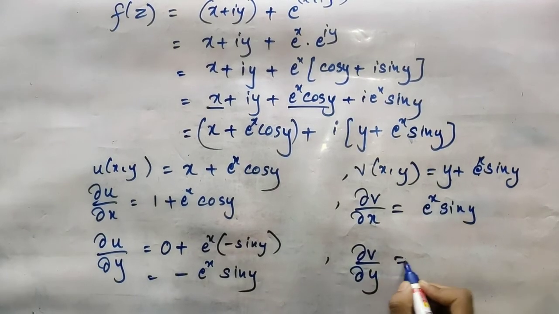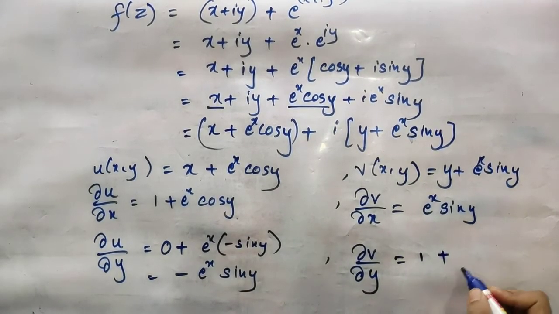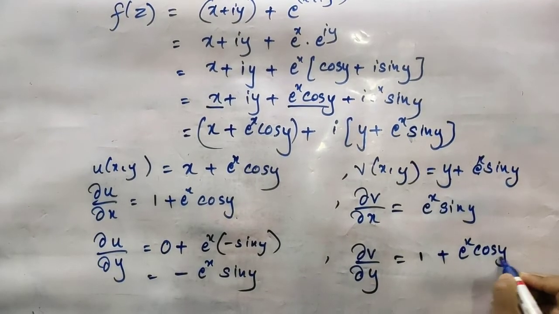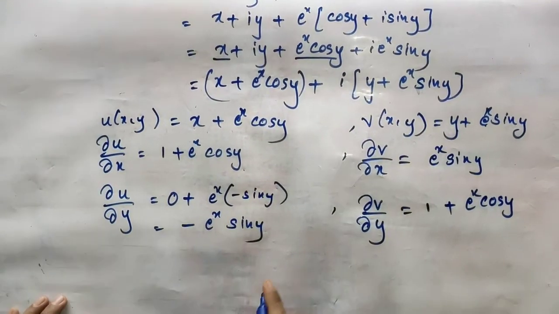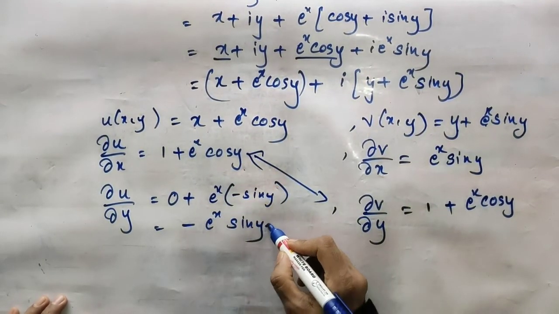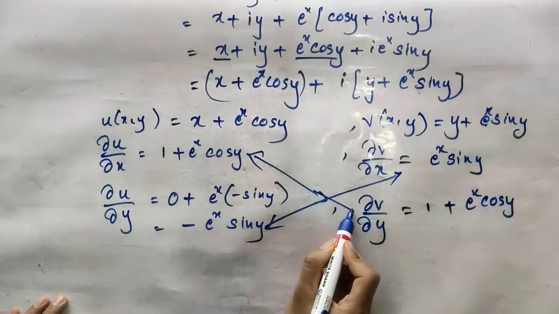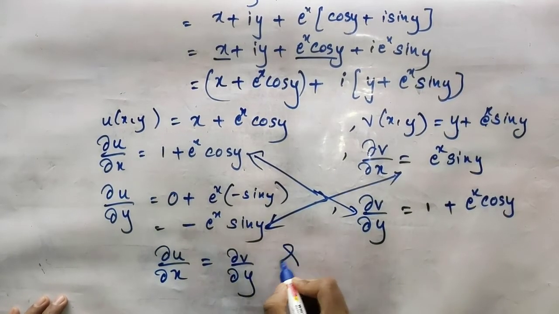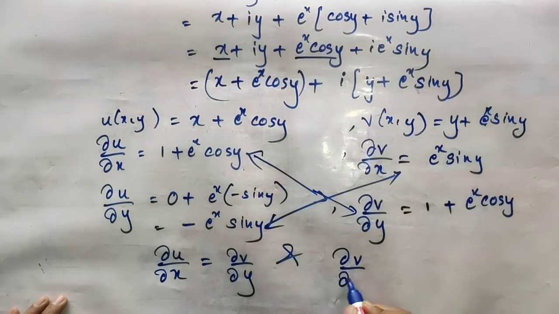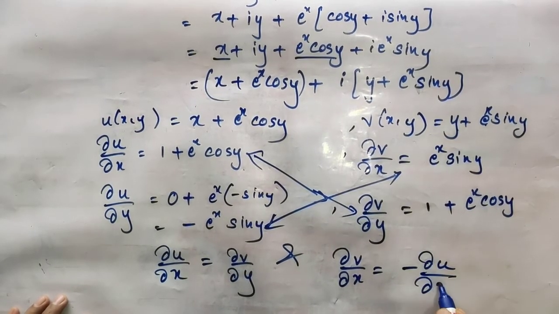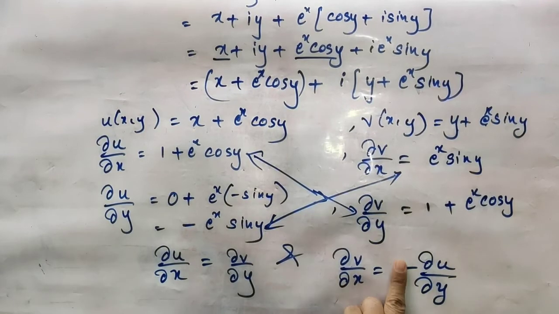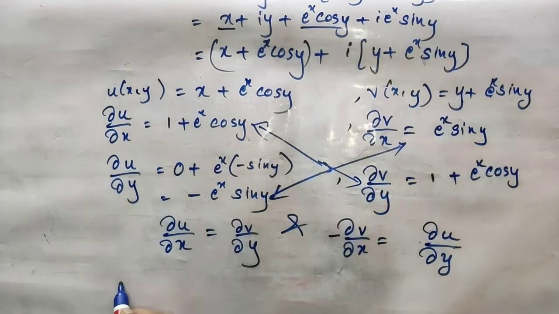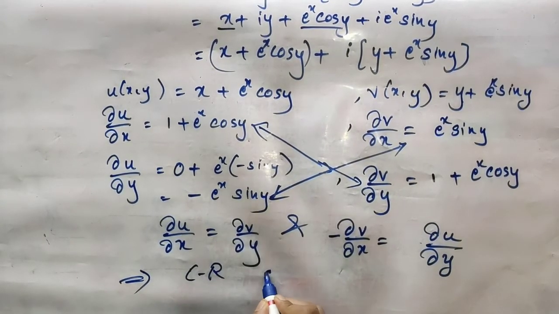Now dou v by dou y. Derivative of y with respect to y is 1, plus e to the power x as it is because it is going to be constant, and the derivative of sin y is cos y. This is what you get. Now just tell me, are these two not equal? So you find that dou u by dou x is equal to dou v by dou y, and also dou v by dou x is minus dou u by dou y, or I should say dou u by dou y is minus dou v by dou x. Any way you can write it. So this implies the CR equations are satisfied.